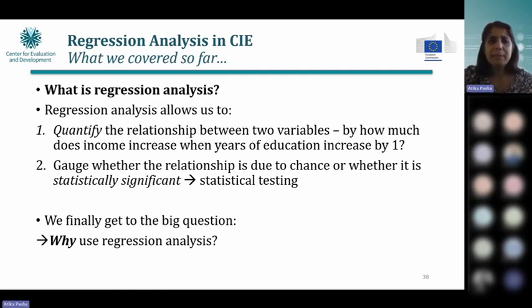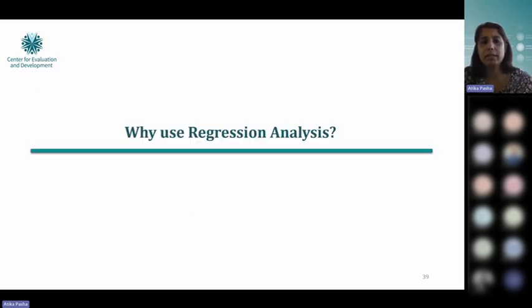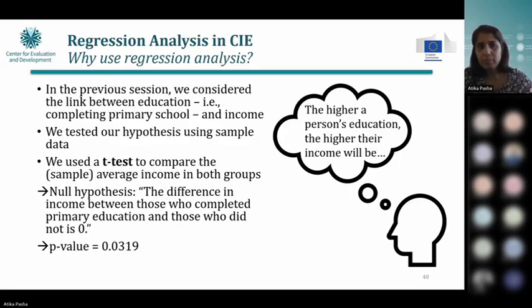But now we're coming to the big question, and that is basically, why are we using a regression analysis? So in the previous case, we were always considering the link between education and income, and we were always testing our sample data, using a t-test to compare this. Given all of this, let's say now we have a p-value of 3.19 multiplied by 100, which is saying that we are comfortably rejecting the null with a 95% confidence in our results.